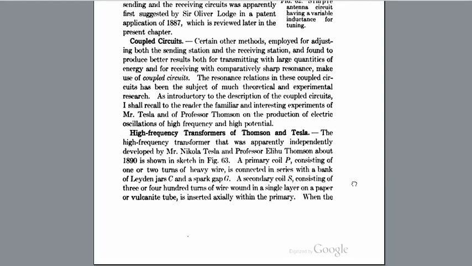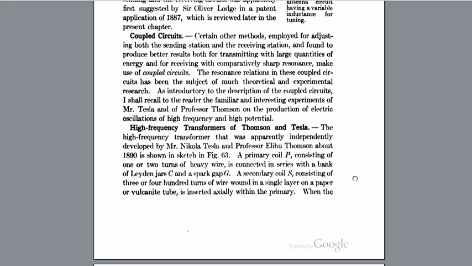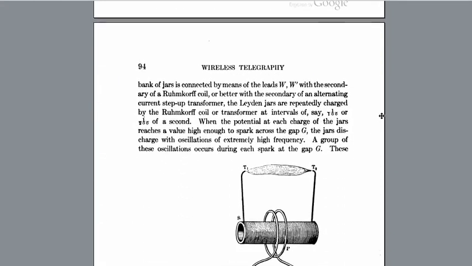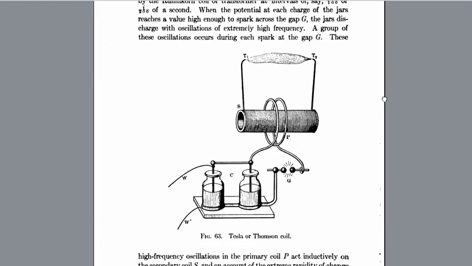High-frequency transformers of Thomson and Tesla. The high-frequency transformer that was apparently independently developed by Nikola Tesla and Professor Elihu Thomson about 1890 is shown in Figure 63. A primary coil P, consisting of 2 or 4 turns of heavy wire, is connected in series with a bank of Leyden jars C and a spark gap G. A secondary coil S, consisting of many hundreds of turns of wire wound in a single layer on a paper or vulcanite tube, is inserted axially within the primary.